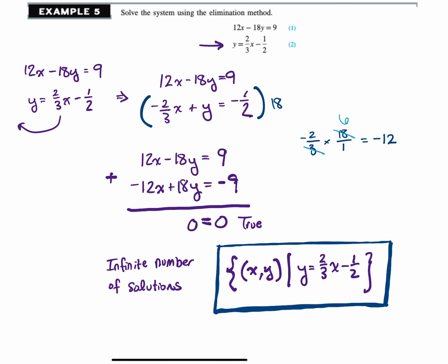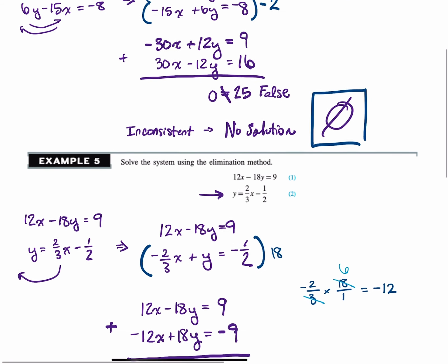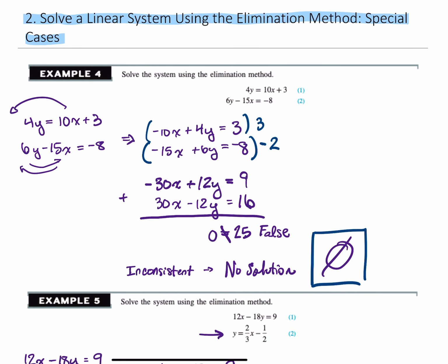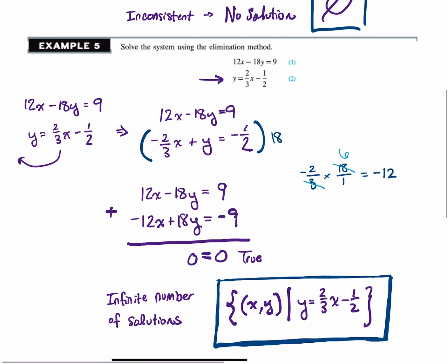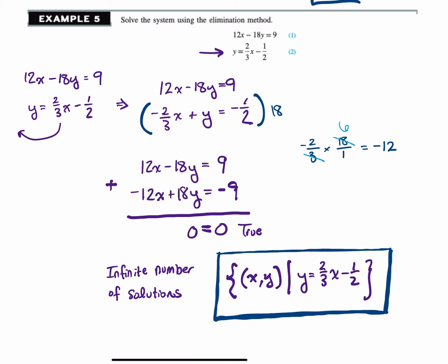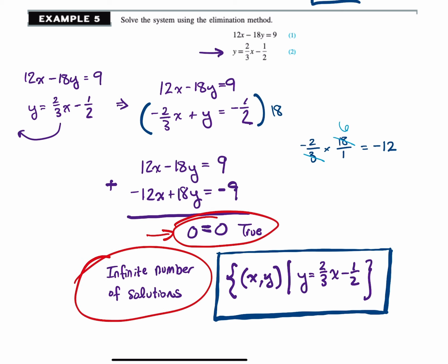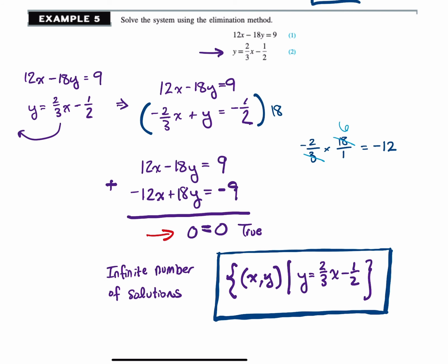So these were our two special cases. As we're solving, if we get some situation like this, we get some false statement, 0 equals 25, not true, then the result is no solution. Or in a similar way, if we get something like this where the variables cancel out but it's a true statement, then there's infinitely many solutions. Otherwise, everything will work out fine and we get just a single solution, a single point of intersection.